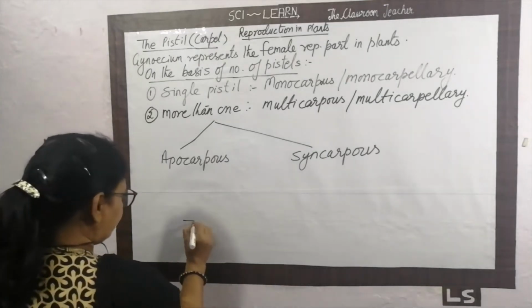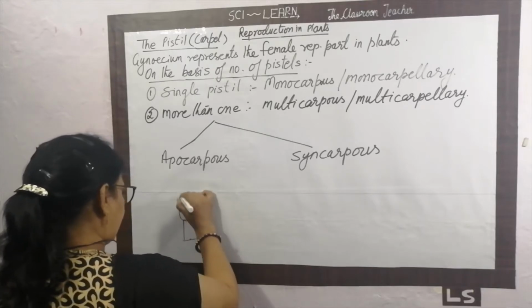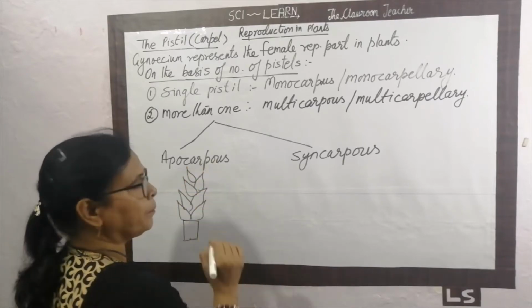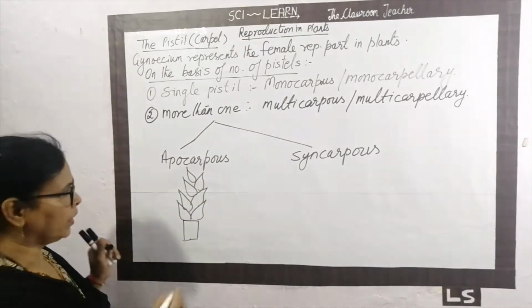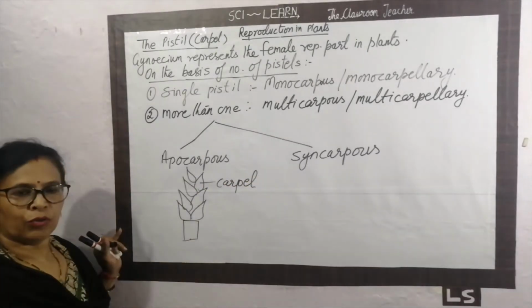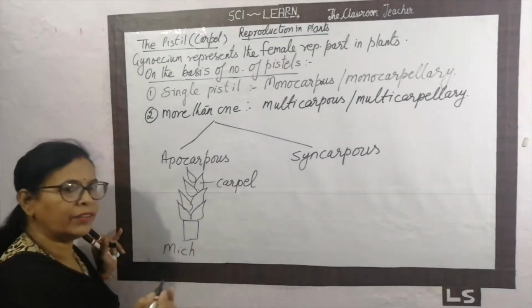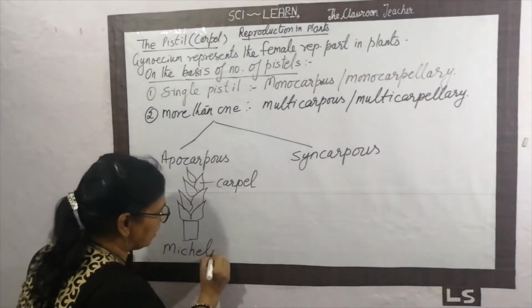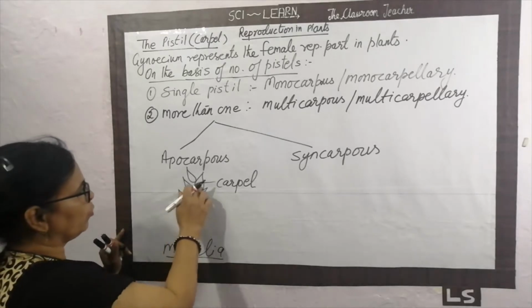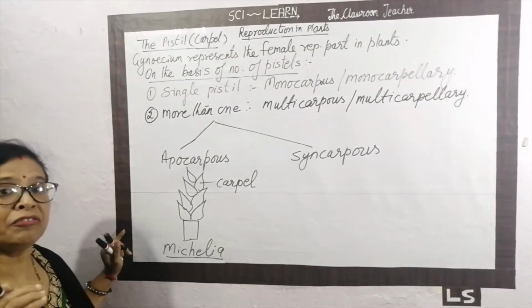I am going to draw the diagram. All these are the ovules. This is called the carpel. This is the ovule or the carpel of the plant. In Hindi, we call it champa. In this flower, the ovules are separate. That is called apocarpous.